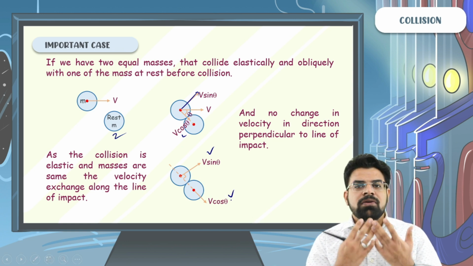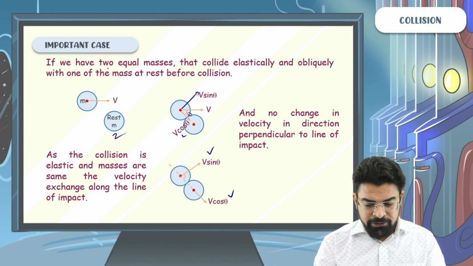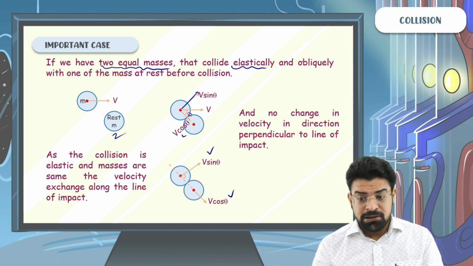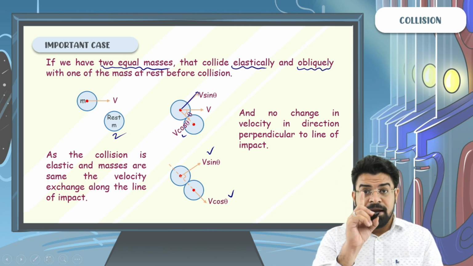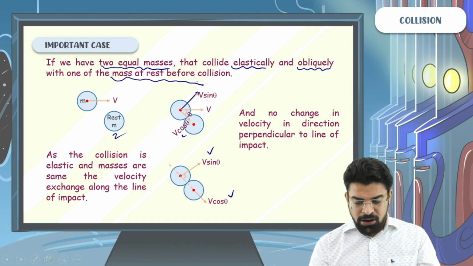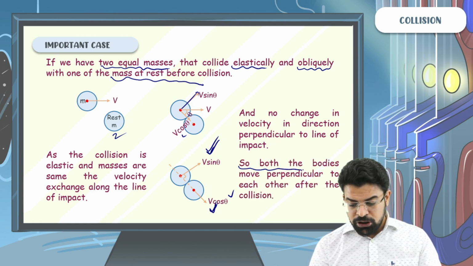Now what are you trying to explain here, sir? What I am trying to explain here is that if two masses are equal, they collide elastically and obliquely, and given that one of the masses is at rest before collision, then both the masses move perpendicular to each other after the collision. So both the bodies move perpendicular to each other after the collision.